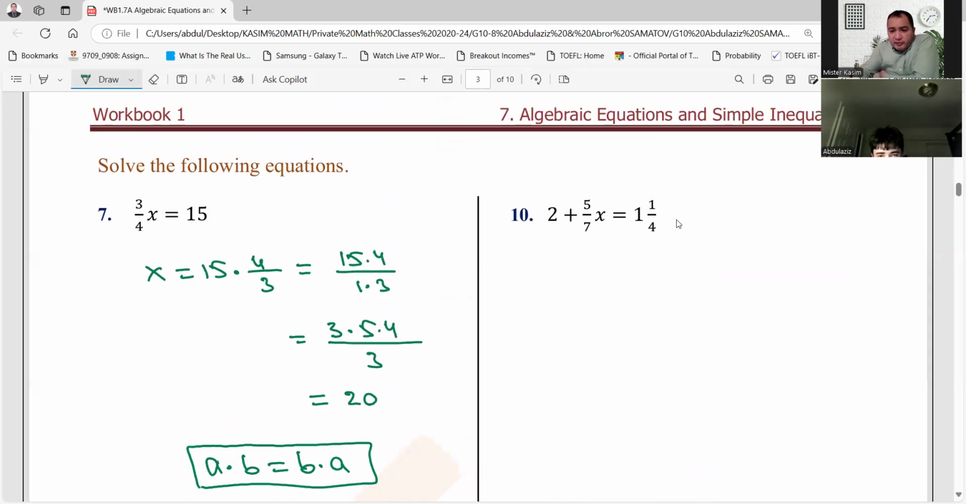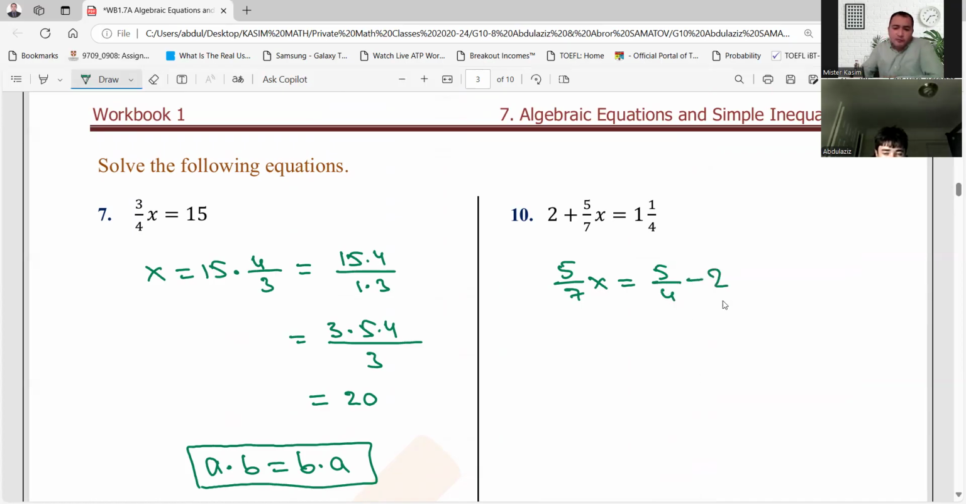First, we move 2 to the right-hand side, right? And next question, you'll try yourself. 5 over 7x, right? And here we first change into improper fraction. 1 times 4, 4 plus 1 is 5. 5 over 4 minus 2.